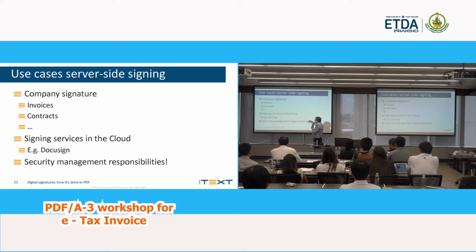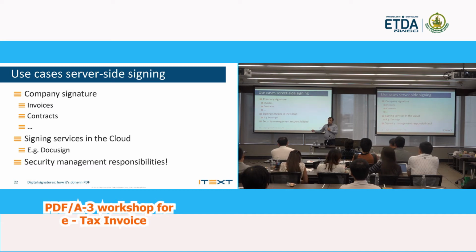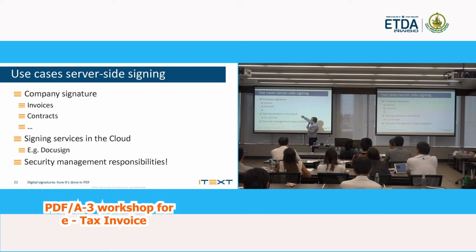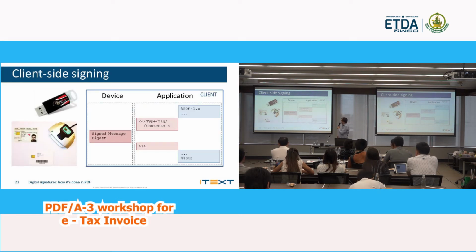Signing services in the cloud, like DocuSign, also do it this way. So in Europe, when you sign a contract, you have to do this personally with your personal private key. In the US, you don't have to do that. An audit trail is sufficient. So what happens is people become a customer of DocuSign. DocuSign keeps the audit trail, and DocuSign signs with the DocuSign private key. And here you have security management responsibilities: the car manufacturer who signs his invoices has to make sure that his server is not hacked, because otherwise everyone could sign in the name of this manufacturer.